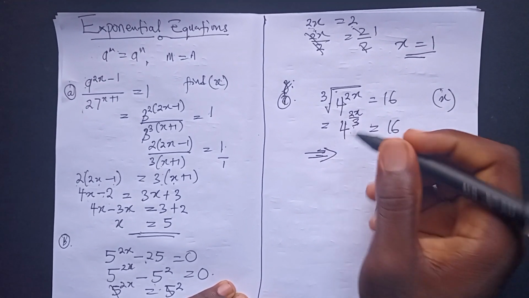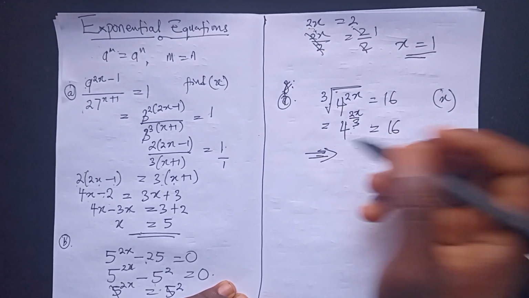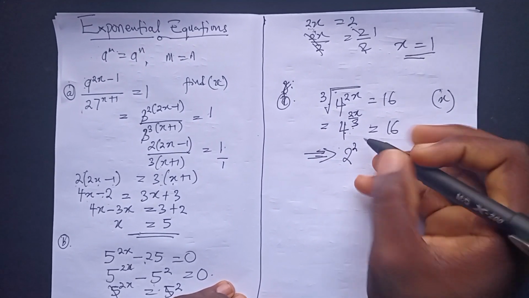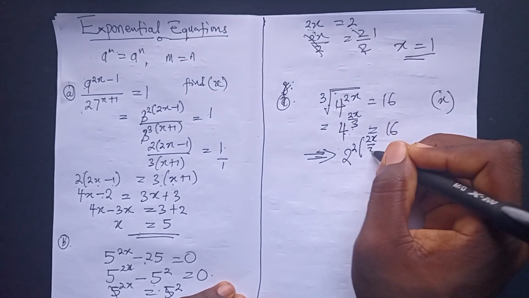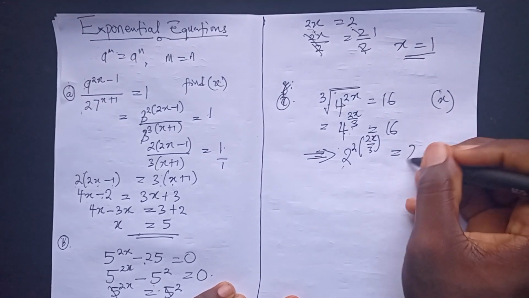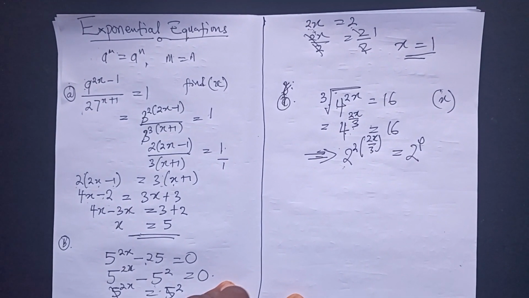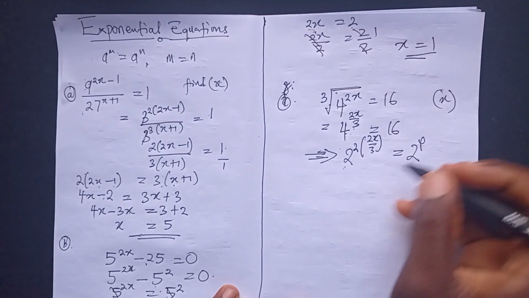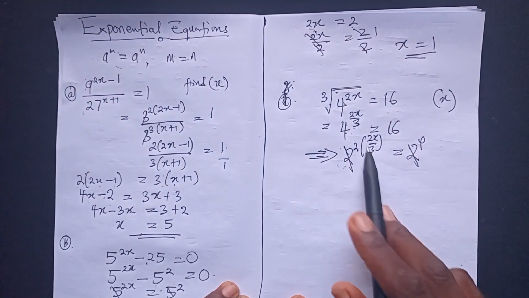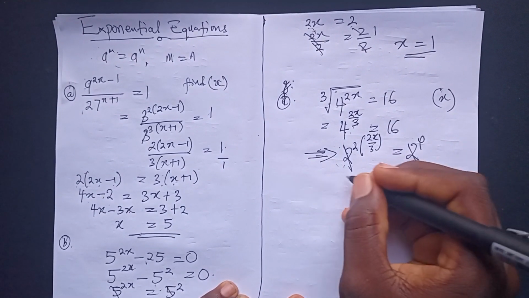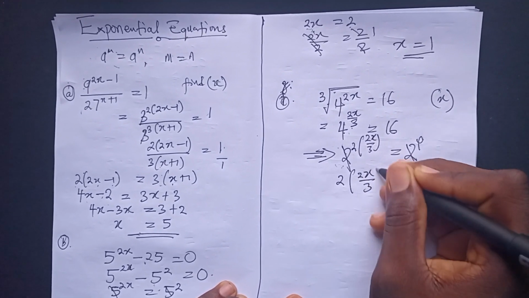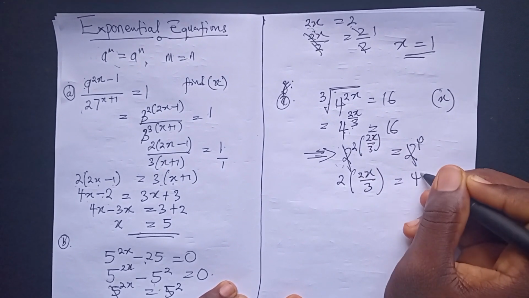Now this is equal to 4 is 2 raised to power 2, so 2 raised to power 2, in bracket, 2x over 3 equals to. Now let's make 16 in this form. 16 is 2 raised to power 4: 2 times 2 times 2 times 2 is 16. So this base can cancel, from the law that says when the bases are equal, cancel out the base and equate the indices. So we have 2x over 3 equal to 4.